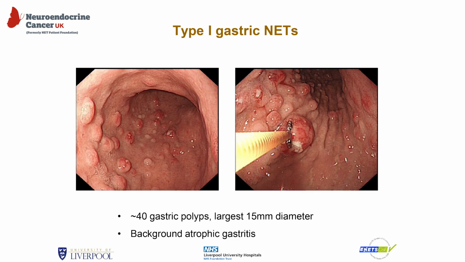These are some examples of a gastric NET, a type 1 gastric NET. You can see multiple polyps in the stomach of this patient, these sort of raised areas, but the background mucosa, the background lining of the stomach, is smooth. That's what's known as atrophic gastritis. In the right-hand image, you can see the biopsy forceps coming through the channel of the endoscope in order to take a biopsy. This also allows us to measure the polyps because the opening at the bottom of the forceps is about 6 or 7 millimeters in diameter.